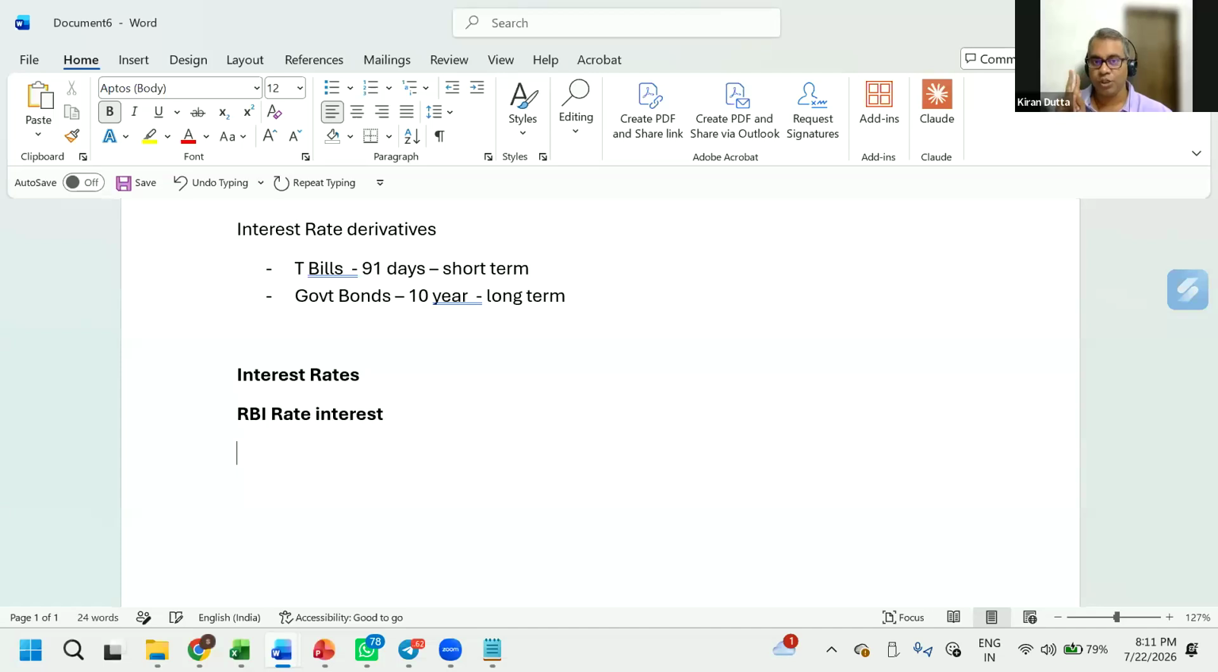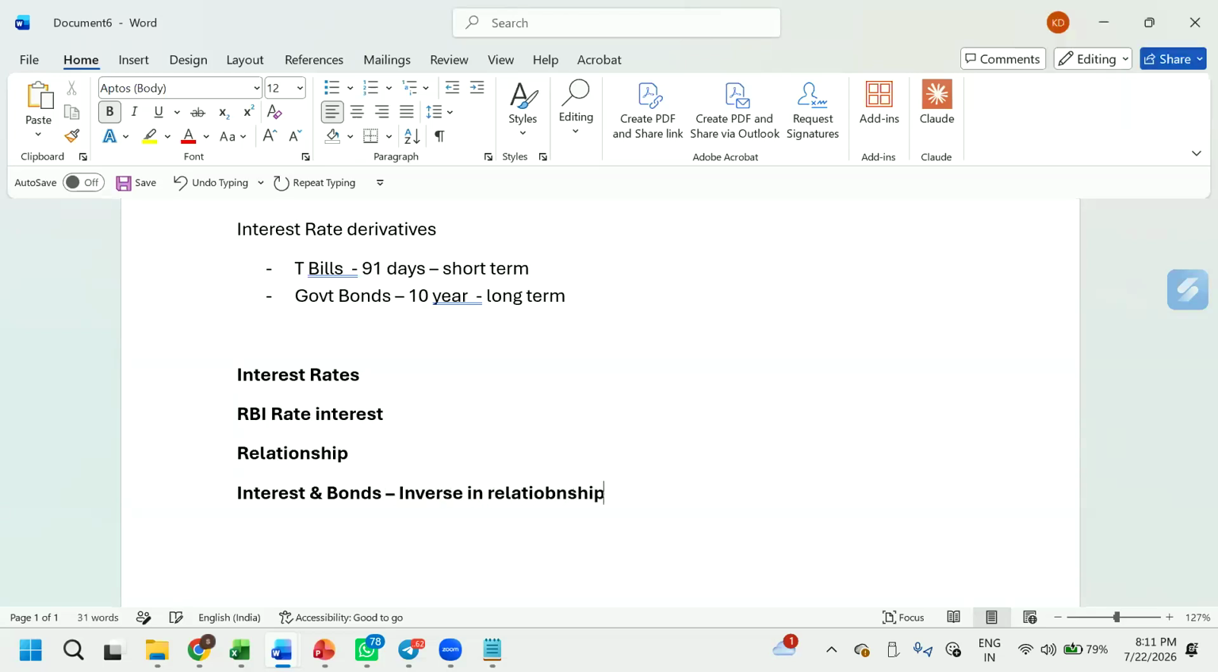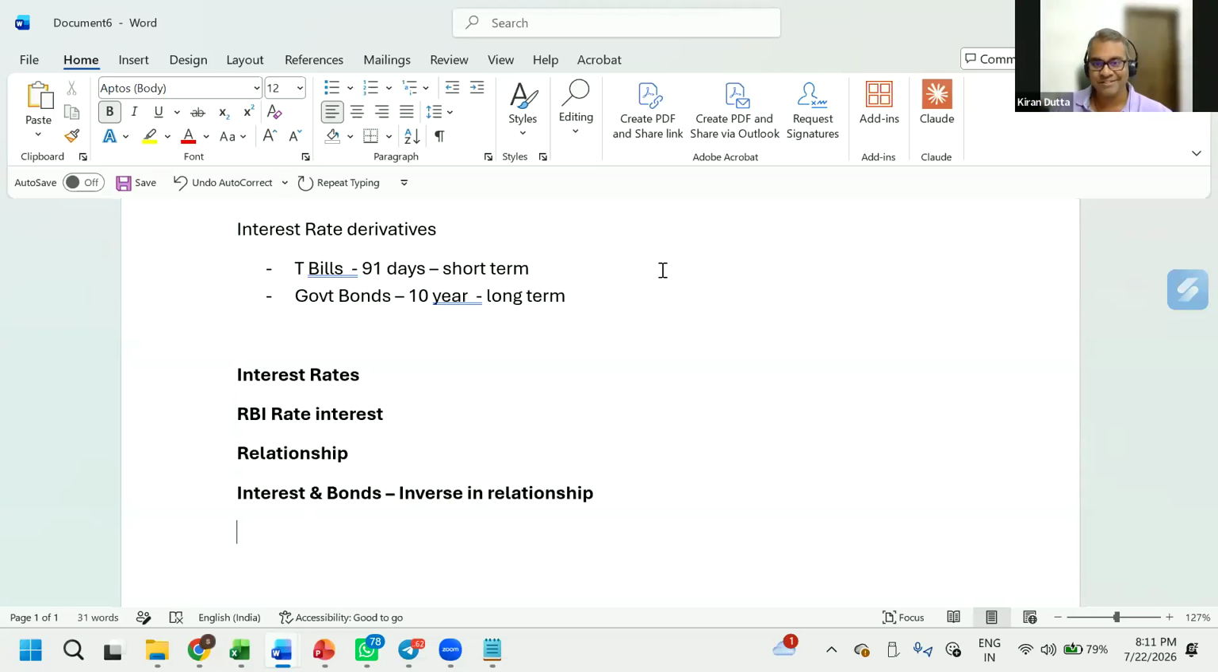Now you have to understand only two factors here. First of all, what is the relationship, right? The relationship between interest rates and bonds is always inverse. Interest rates and bonds are always inverse in relationship. What do I mean by that? Opposite relationship.